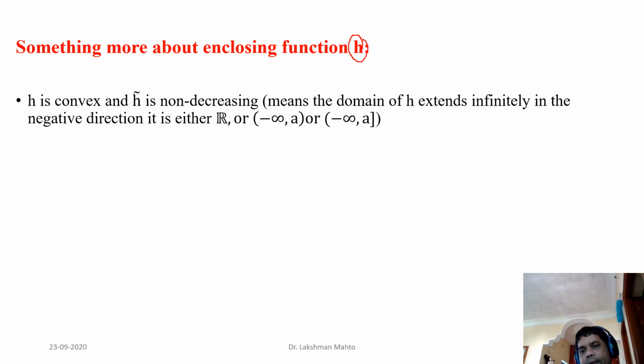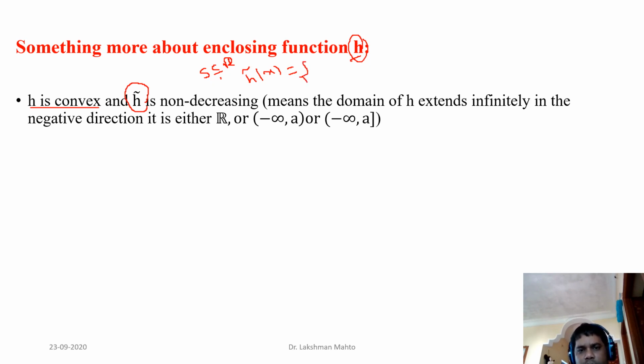If you want to know something more about this enclosing function H, it is completely characterized by the enclosing function H, so you have to know a lot about it. There is one more criterion. If H is convex and this one is the extension of H, that means suppose H is defined in a smaller set S, where S is a subset of R, then what is the meaning of the extension H wave?